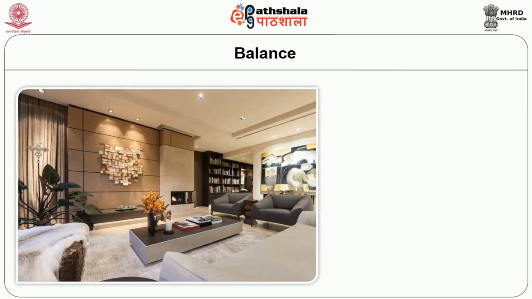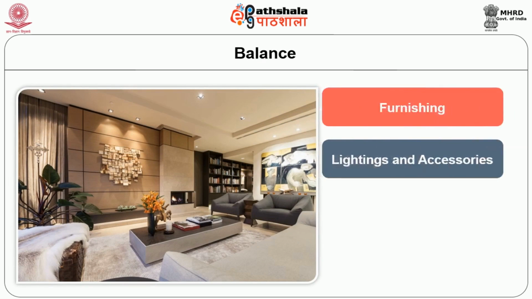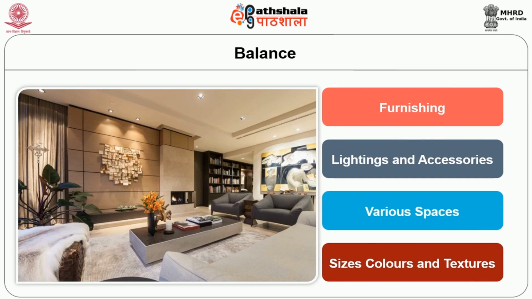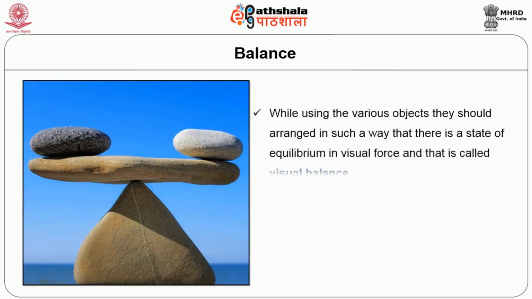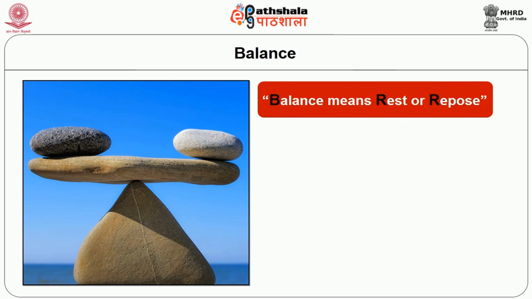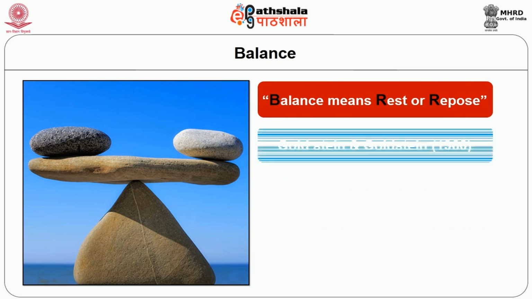Balance. While arranging a space with furnishings, lightings and accessories, various shapes, sizes, colors and textures are used. While using the various objects, they should be arranged in such a way that there is a state of equilibrium. It is so natural in any design or arrangement that when it exists, it is not realized, but when not achieved, a sense of uncomfortableness is produced. In simple terms, balance means rest or repose.